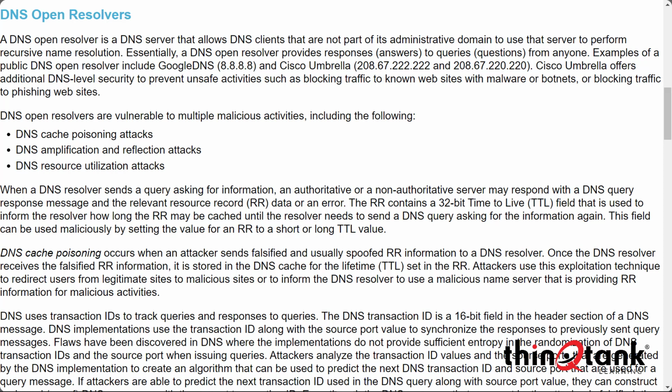The idea is that this field can be used maliciously by setting the value to a short or long time. Short if you want to poison out legitimate entries, or long if you want to maintain illegitimate entries. So the concept of cache poisoning occurs when the attacker sends fake information, spoofed resource record information, to the resolver. The resolver receives that fake information, stores it in the cache for that particular lifetime, and then we use this technique to basically redirect users from legitimate sites to harvesting sites or malicious sites, whatever their general objective is. All right.